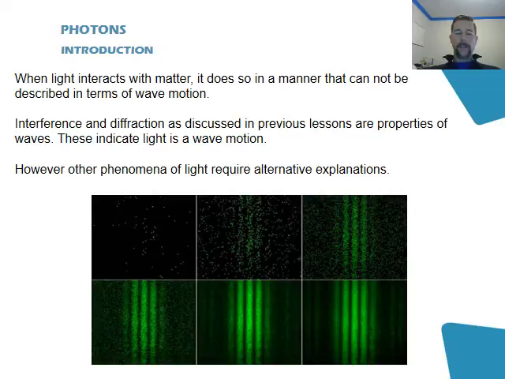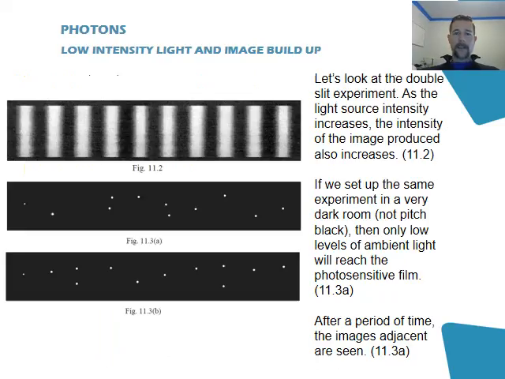As we've seen in previous videos, interference and diffraction are properties of waves, and when we look at light it exhibits some of these properties. So we can say light behaves as a wave. Now when light interacts with matter, however, we cannot describe it in terms of the wave motion, so there's other phenomena that are occurring. Let's look at the double slit experiment, which describes light as a wave.